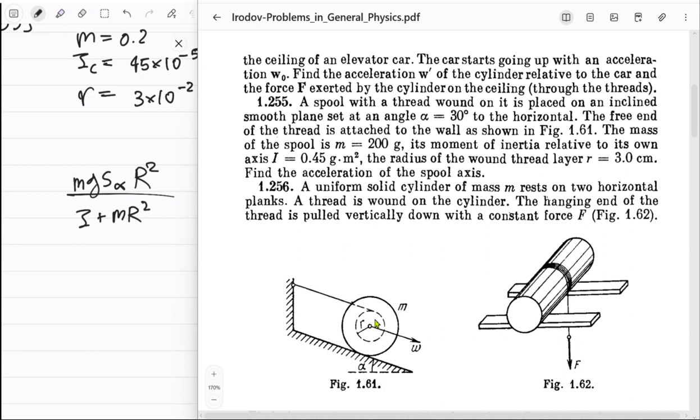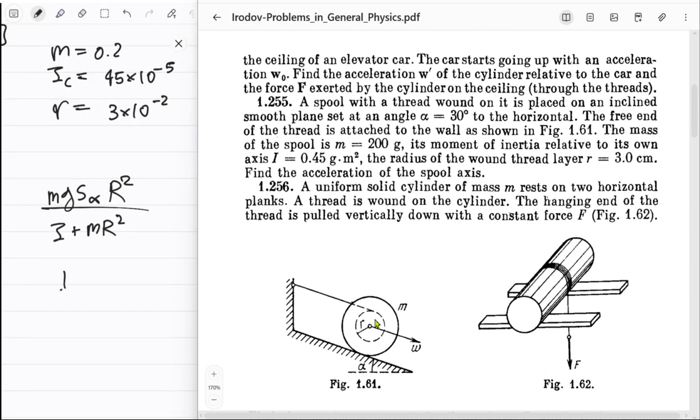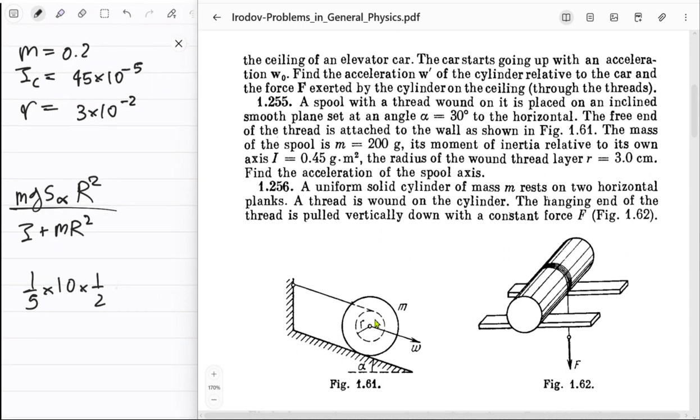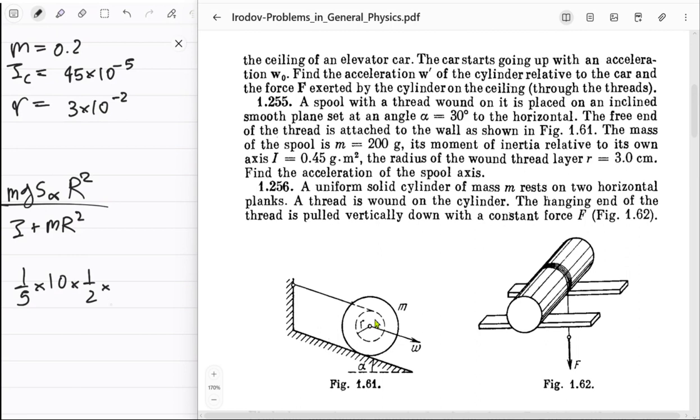You've got the acceleration, which is what you want to find, of course. Just calculate this. m is 0.2, g is, assume, 10. I know, a wrong assumption, but whatever. Then you've got sine alpha. It's 30 degrees, so it's 1 upon 2. Then r squared. You should actually have small r squared, not this thing, but whatever, big deal.